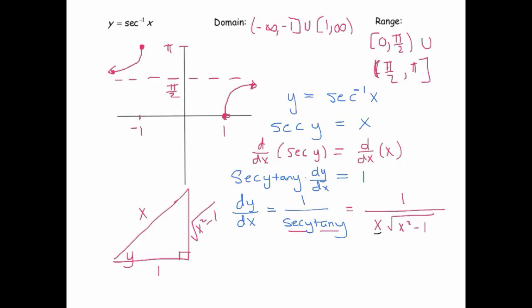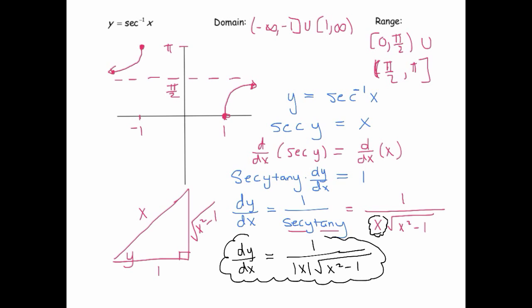And so what that means is we really just need this x here to always be a positive number. Whatever we plug in, we need it to be positive. So we can fix that by making it the absolute value of x. So the derivative of secant inverse is really 1 over absolute value of x times the square root of x squared minus 1. And that will allow us now to plug in, for instance, negative 2, and actually get a positive slope, which is represented by our graph. So there is the derivative of secant inverse.